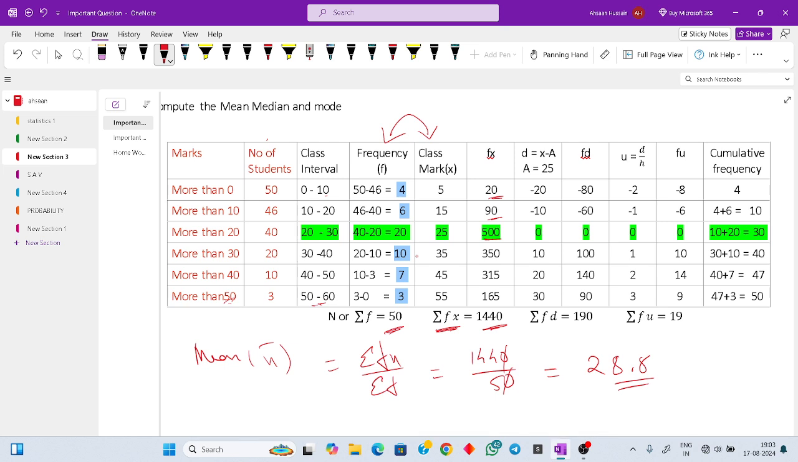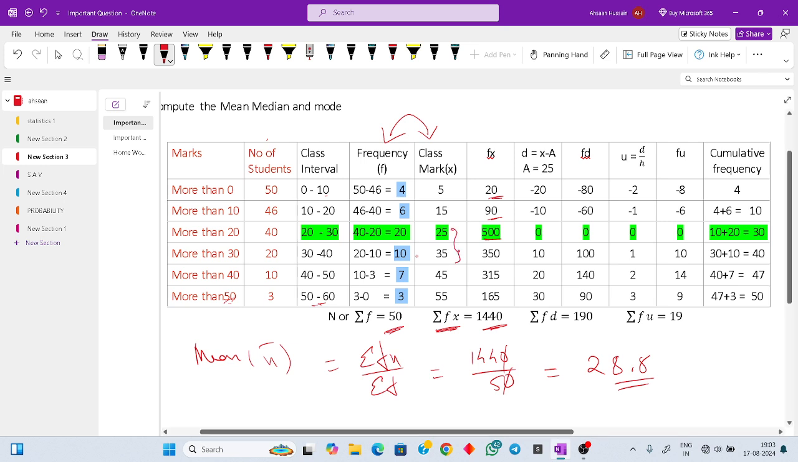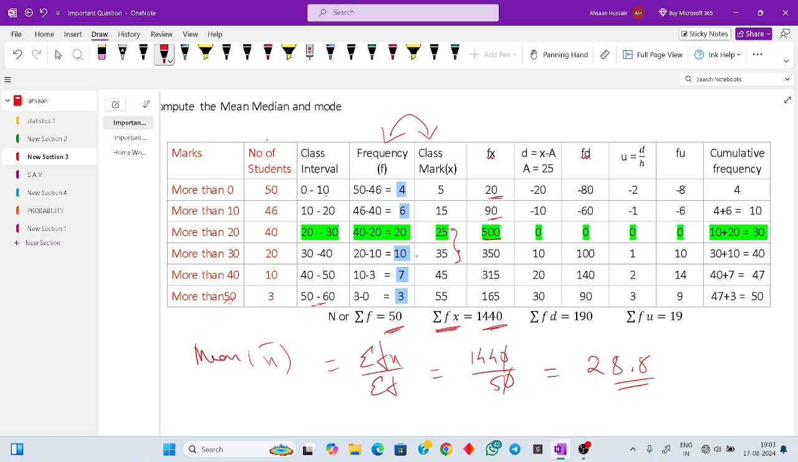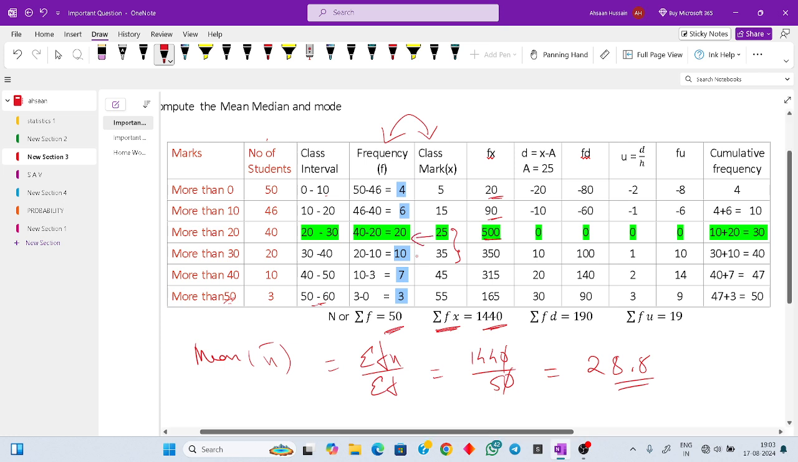Then after that, assume a mean for the assumed mean method. So which one will be our assumed mean? The middlemost value. And there we can see there are two middlemost values, 25 and 35. But 25 has a higher frequency. That's why we'll assume the mean as 25. Now find the value of d by subtracting the assumed mean from the class mark. So 5 minus 25 is minus 20. 15 minus 25 is minus 10. 25 minus 25 is 0. 35 minus 25 is 10. 45 minus 25 is 20. 55 minus 25 is 30.